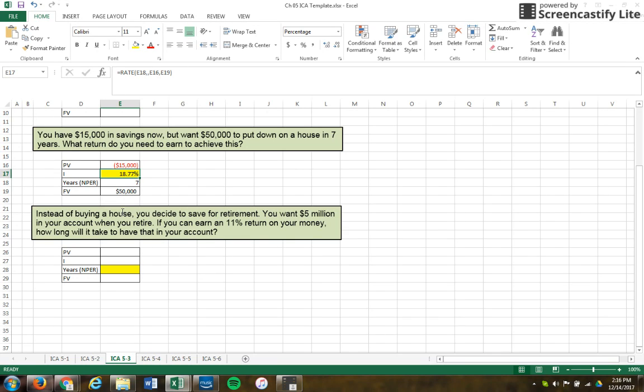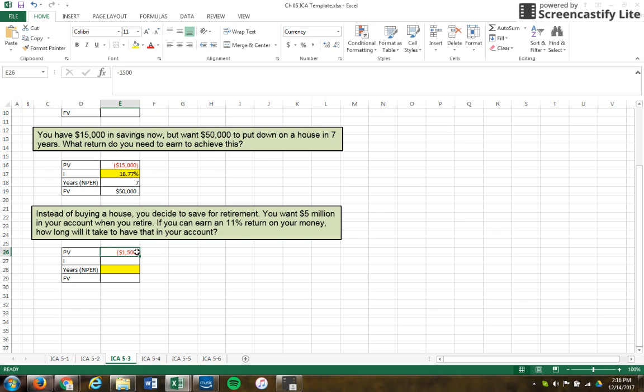So instead of buying a house, continuing the problem above, you decide to save for retirement. You want $5 million in your account when you retire. If you can earn 11% on your money, how long will it take to have that in your account? Okay, so again, we're starting with the same amount. We're going to start with the $15,000, not $1,500.